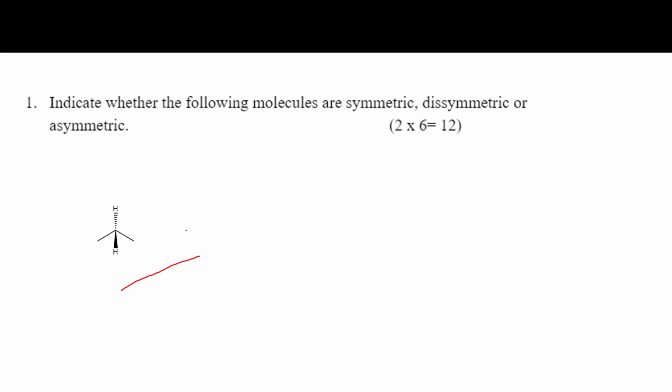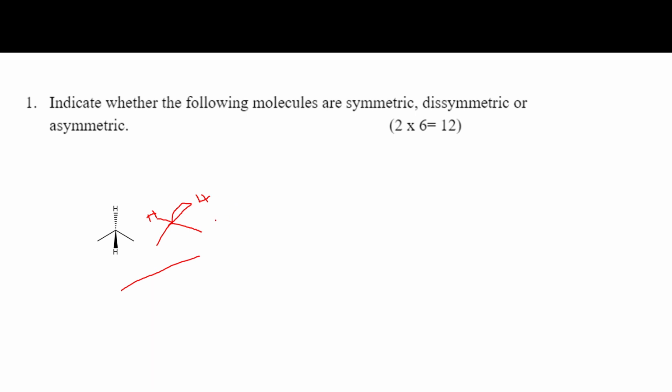So this molecule, if we draw this molecule like this, there will be two hydrogens like this. So that dotted hydrogen I am drawing like this, and this one like this. Now we have to find out whether this molecule is symmetric, disymmetric, or asymmetric.